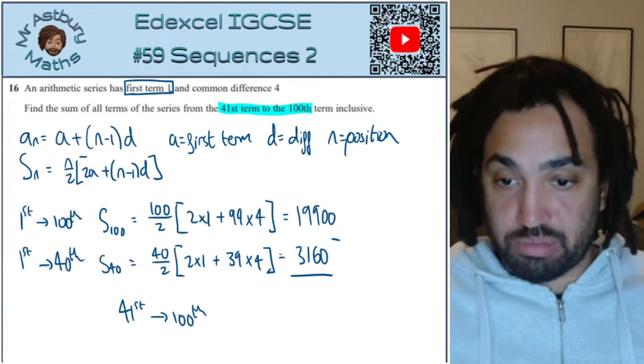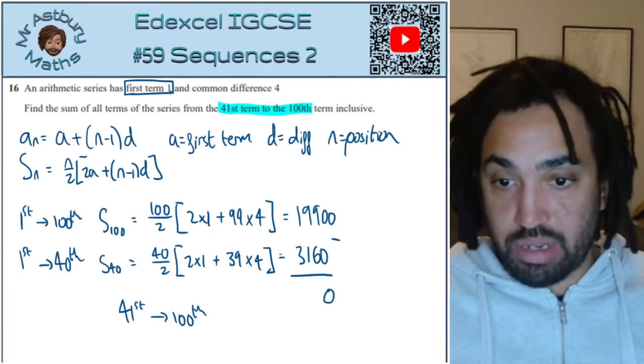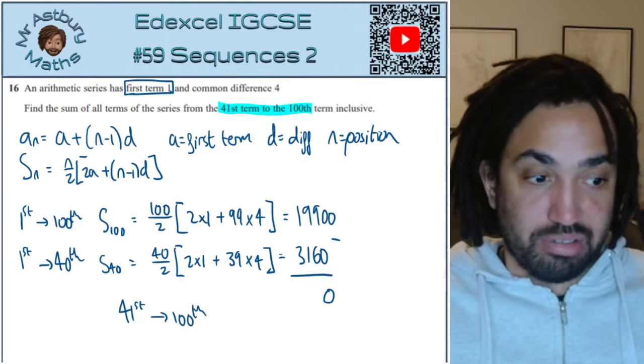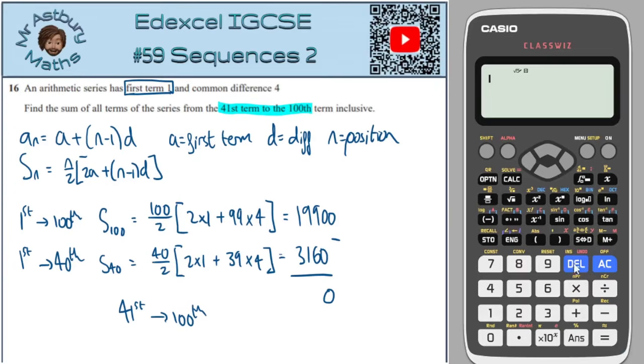And when I subtract that, I'm going to need Mr. Calculator again. In you come. So 19,900 minus 3,160. There we go. Perfect. That's 16,740. Lovely.